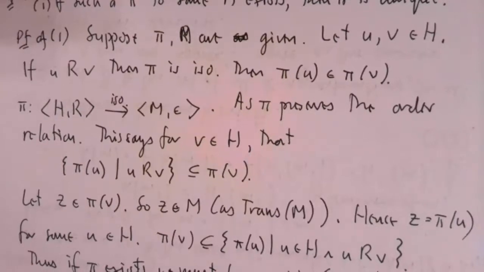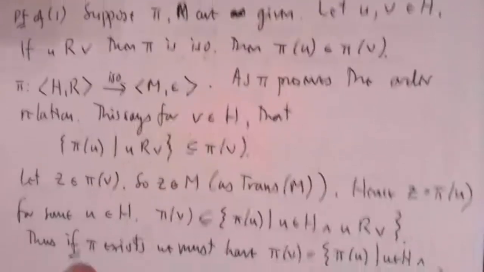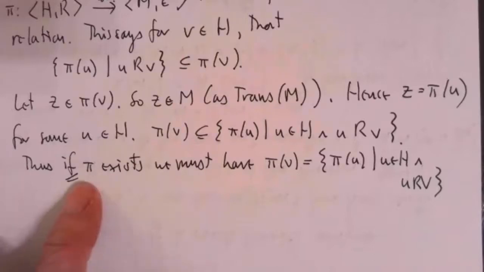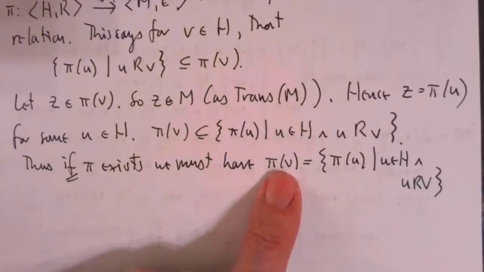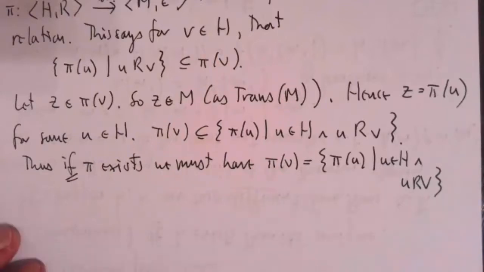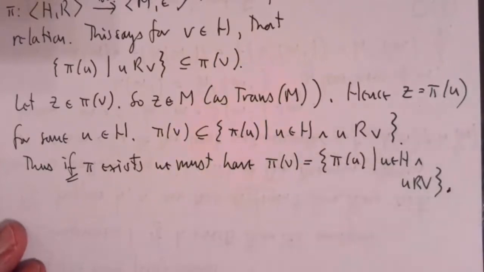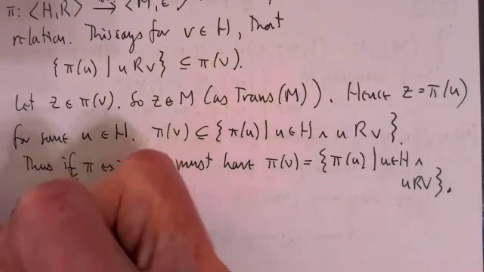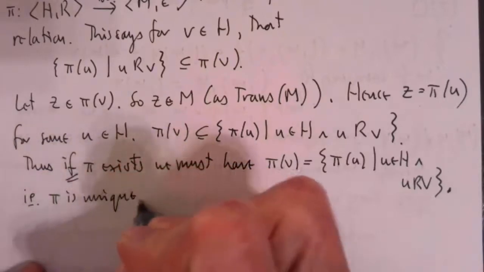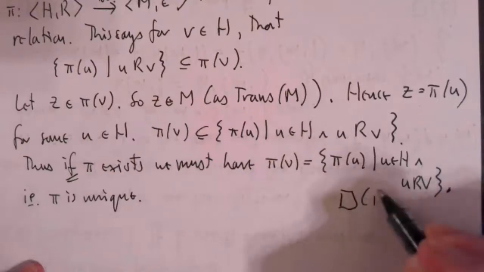So if the isomorphism exists, and it's still an if at this point, if it exists, it must have this form: pi of V is the collection of pi of U's for U in H and U R V. So pi must be unique. I.e. pi is unique. That would finish one here.